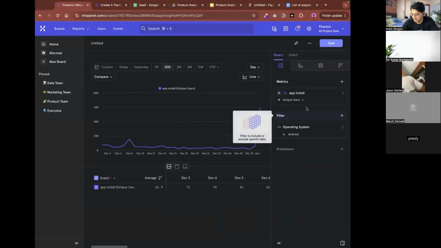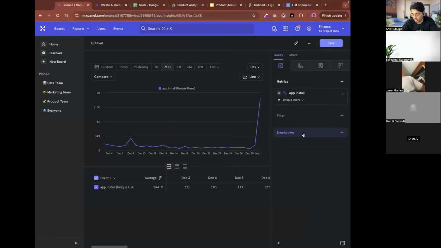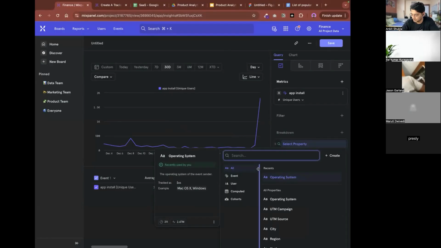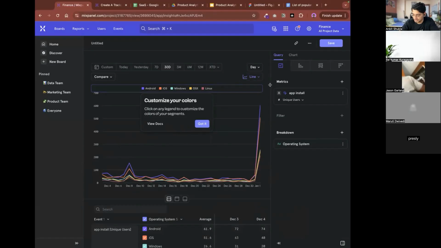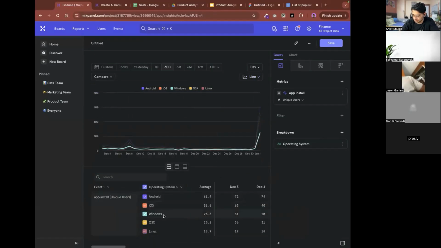Let's say I do not want to see it through a filter, but I want to see all the operating systems. So I'll put a breakdown by operating system. Now I can see all the possible operating systems and how that particular event was done across these operating systems. So I can use filters, I can use breakdown.